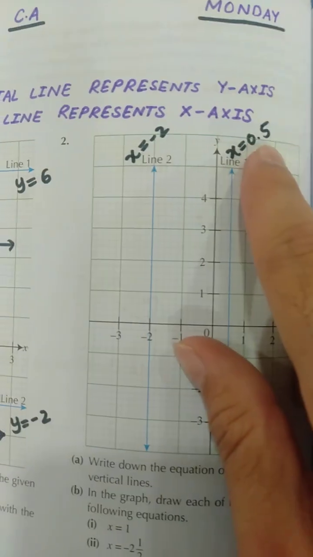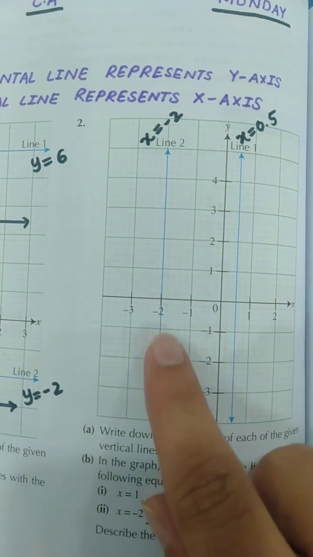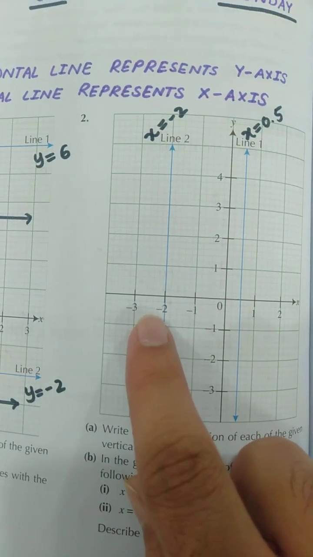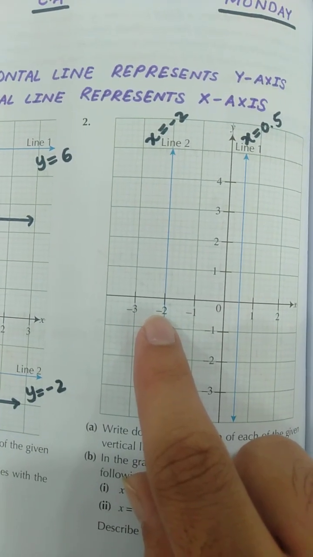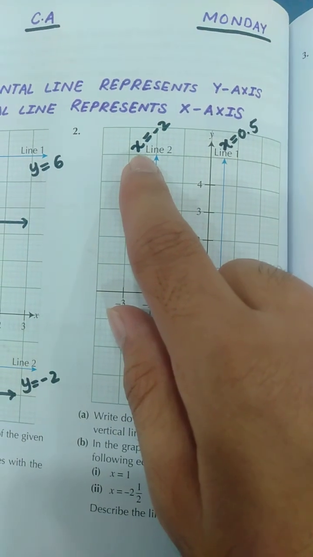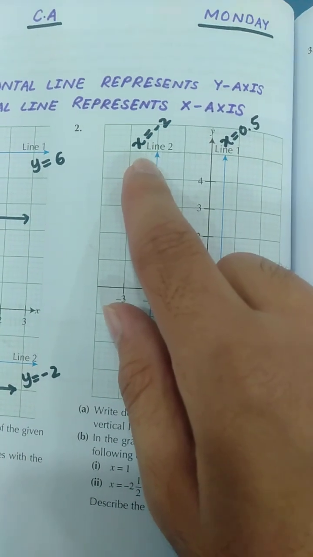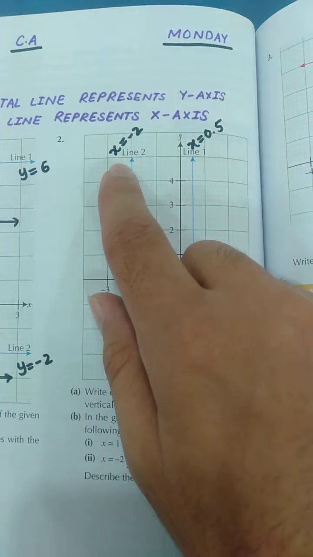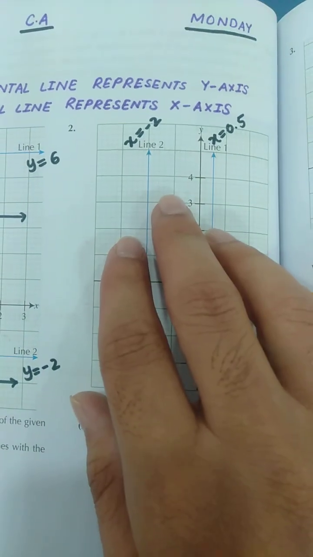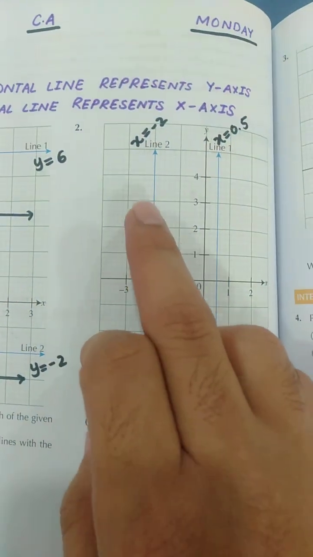I wrote x is equal to 0.5 for you, and the next line we can see is line number 2. It is present on the negative x-axis, and the value from which the line is passing is minus 2. So the equation of this line is x is equal to minus 2. So what we have learned is that the vertical lines in the graph will always represent the x-axis.